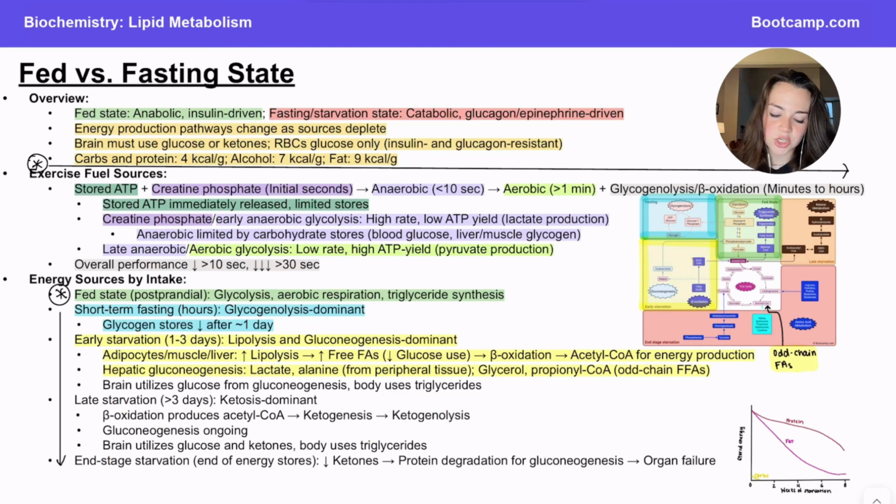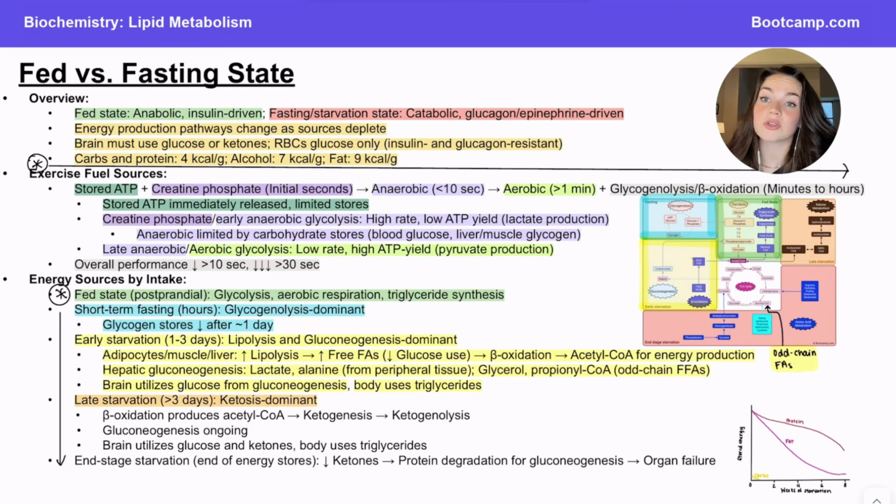During the early starvation stage, your brain is going to use the glucose from gluconeogenesis, and your body can use those triglycerides. Remember, we have to have that gluconeogenesis going because we must have energy in the form of glucose for our red blood cells. And additionally, our brains can't use triglycerides. They have to use either glucose or ketones, and in the early starvation state, we're not kicking up ketones yet. Ketones will come into the picture in the late starvation stage, which is after about 3 days after your last meal.